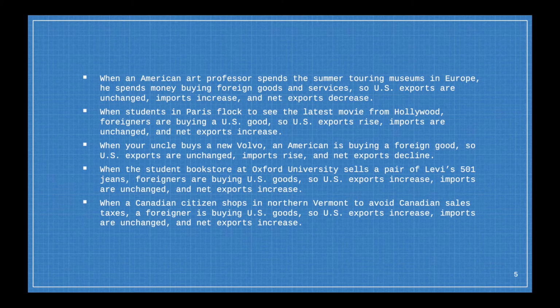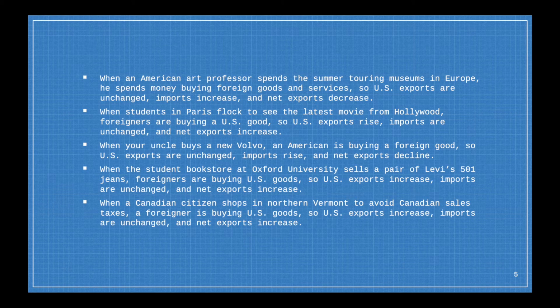B. When students in Paris flock to see the latest movie from Hollywood, foreigners are buying US goods, so US exports rise. Imports are unchanged and net exports increase. C. When your uncle buys a new Volvo, an American is buying a foreign good, so US exports are unchanged. Imports rise and net exports decline.